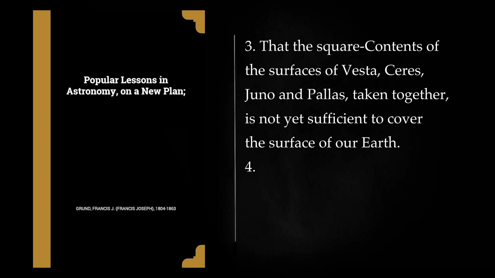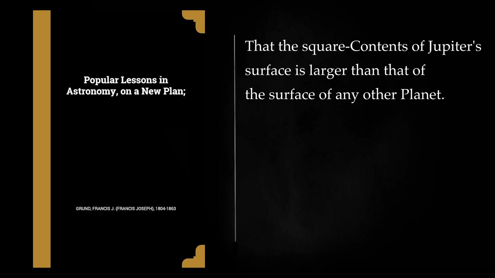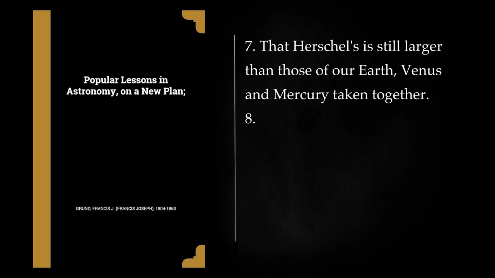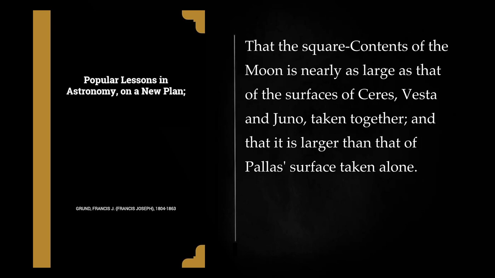4. That the square contents of Jupiter's surface is larger than that of the surface of any other planet. 5. That the square contents of Jupiter's surface is greater than that of the surfaces of all other planets taken together. 6. That Saturn's surface is the next largest. 7. That Herschel's is still larger than those of our Earth, Venus and Mercury taken together. 8. That the square contents of the Moon is nearly as large as that of the surfaces of Ceres, Vesta and Juno, taken together, and that it is larger than that of Pallas' surface taken alone.